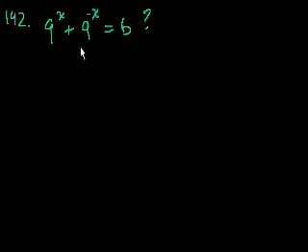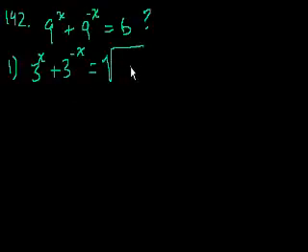If x is an integer, they're asking, is 9 to the x plus 9 to the minus x equal to b? Who knows? Problem 1 says 3 to the x plus 3 to the minus x is equal to the square root of b plus 2. Right from the get-go, I don't see, I mean, there's 3's, there's 9's, there seems to be some relationship. Let's square both sides of this equation and see if it can reduce to something that's useful here.